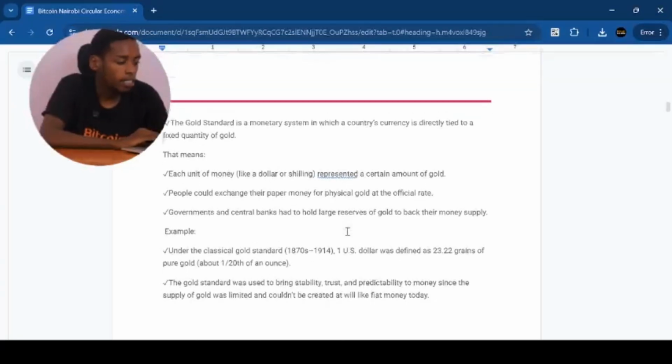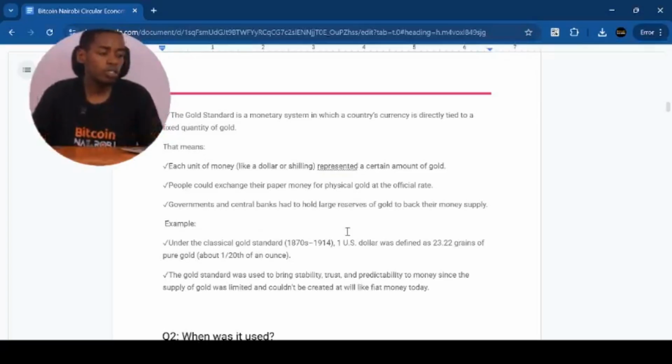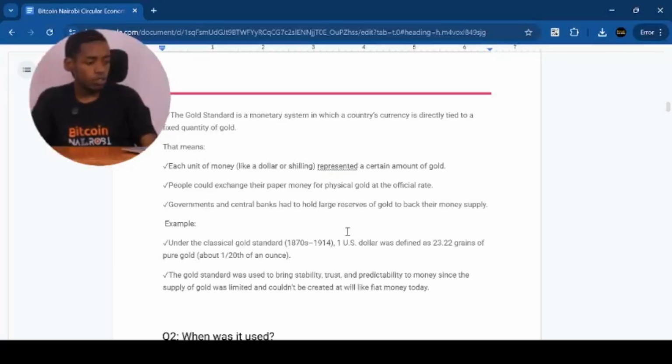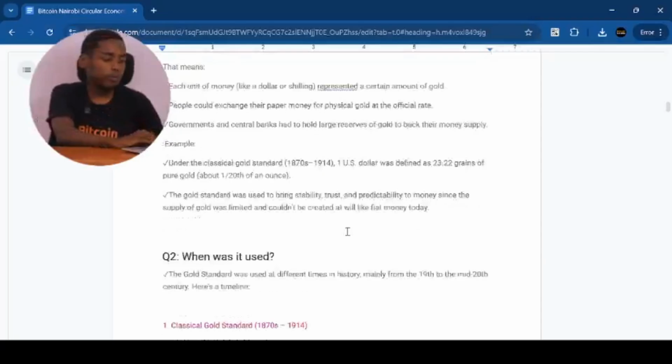Example, under the classical gold standard, which ranged from the 1870s to 1914, $1 was defined as 23.22 grains of pure gold, which is about 1/20 of an ounce today. So the gold standard was used to bring stability, trust, and predictability to money, since the supply of gold was limited and couldn't be created at will like fiat money today.